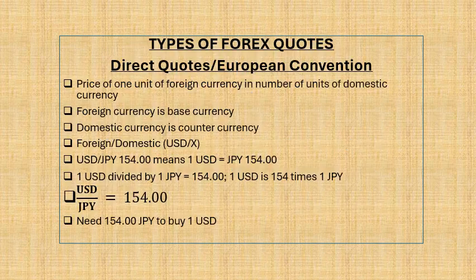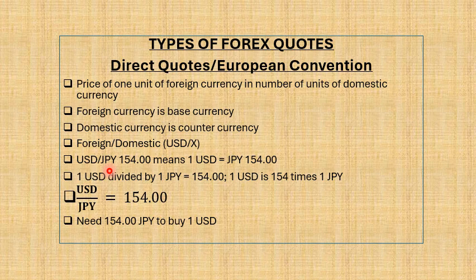Let's first discuss direct quotes or the European convention quotes. A direct quote, or European convention quote, expresses the price of 1 unit of foreign currency in number of units of the domestic currency. That is, the foreign currency is the base currency and the domestic currency is the counter currency. That is, the quote is foreign versus domestic. That is, the USD, which is the foreign currency, will be used as the base currency. Direct quotes are usually USD versus the counter currency.